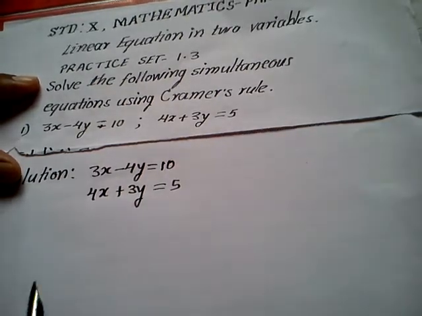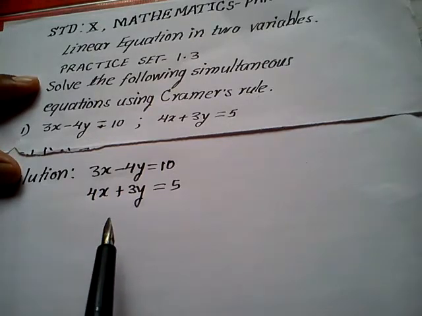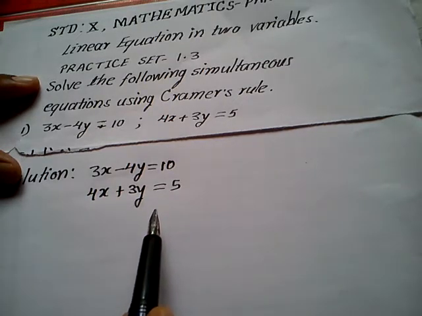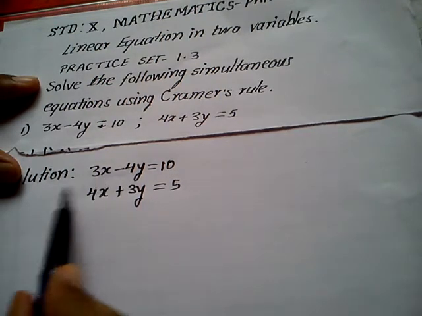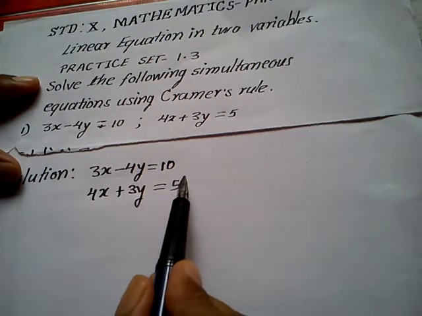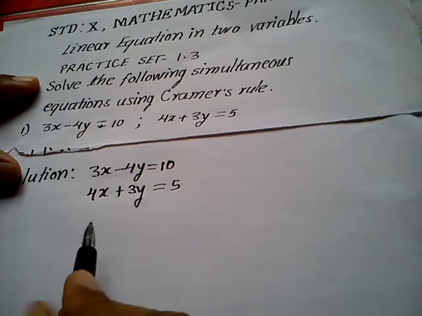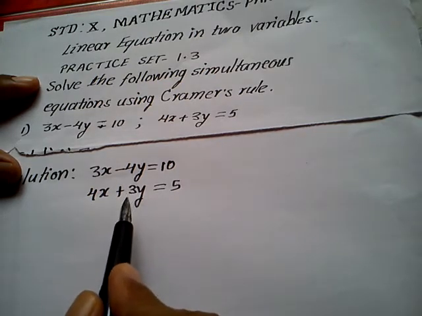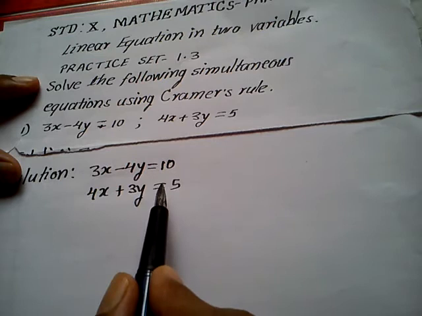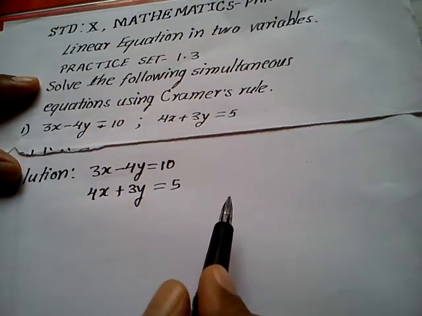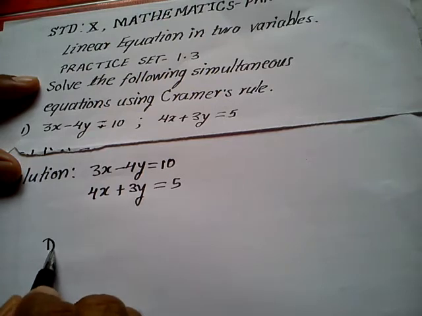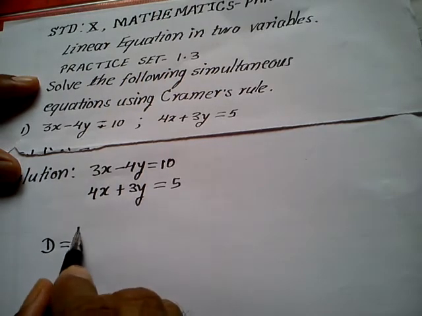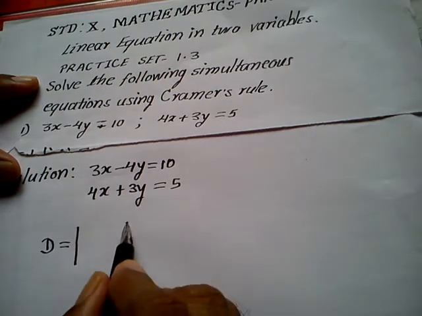In each and every example, two equations will be given to you. You have to write the given equations in this format: x, then y, is equal to constant term. Is it clear now? The x and y variables will be on the left and the constant term will always be on the right hand side in both equations. Now see here how to write the determinant. The first step is very important.